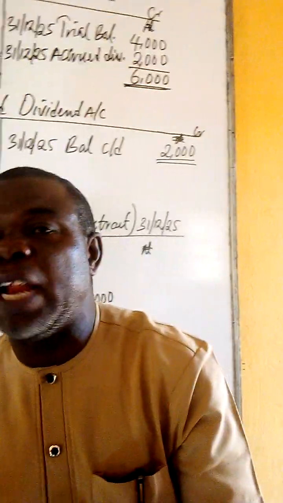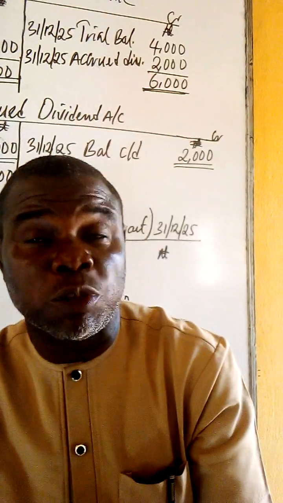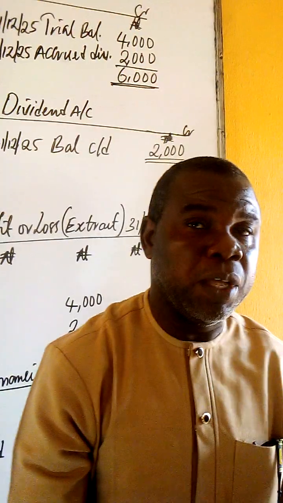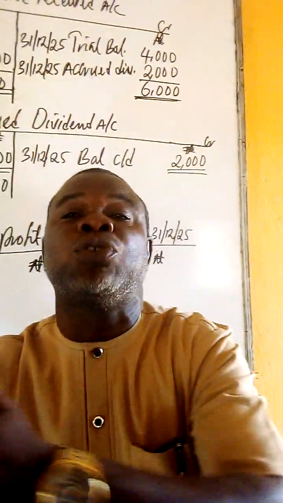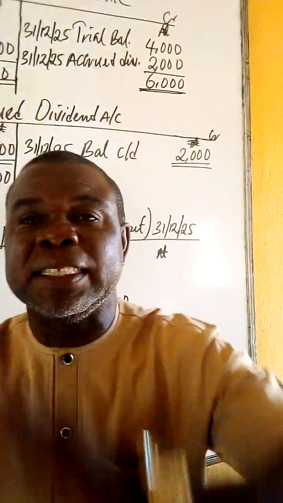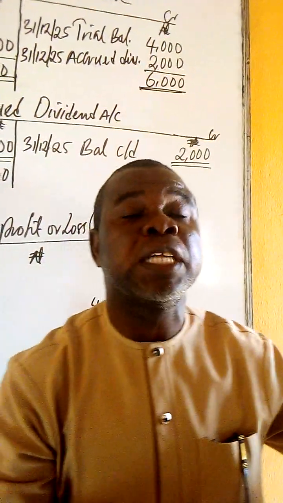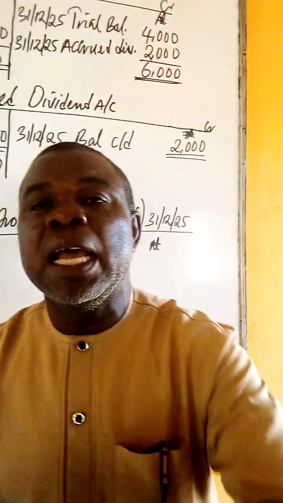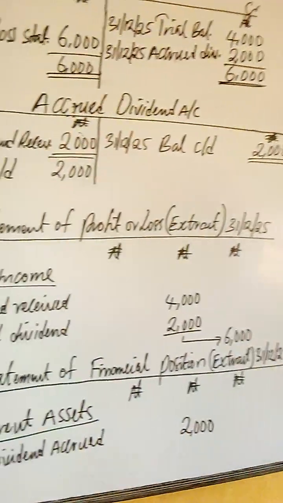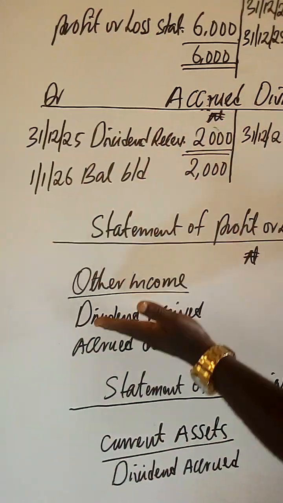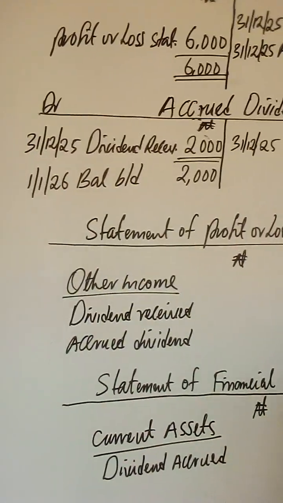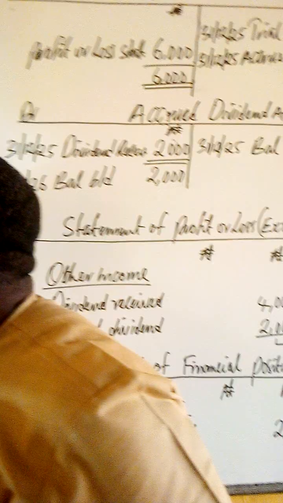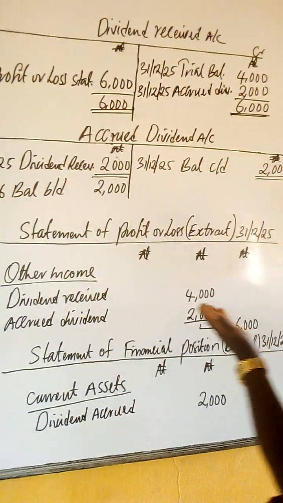So you discover that after getting your gross profit, which is the end of the trading account, the next section is what is called other income. Other income are incomes that are added to gross profit. That is the beginning of the profit or loss account. So in this case, after getting your gross profit, the next section is other income. Under other income, that is where you find dividend received. So you go and pick the dividend received that is given in the trial balance and introduce it.